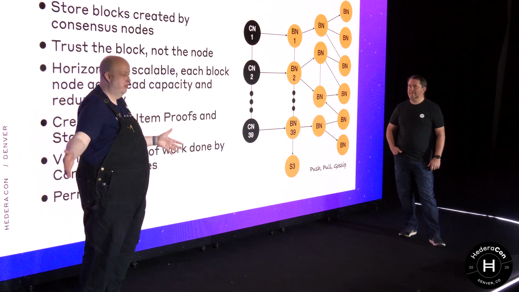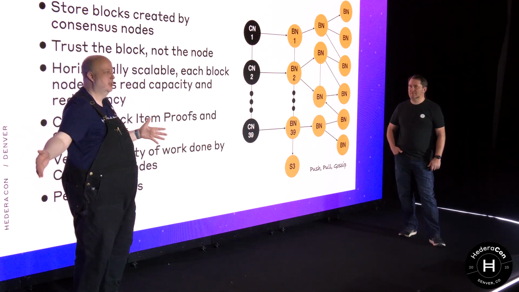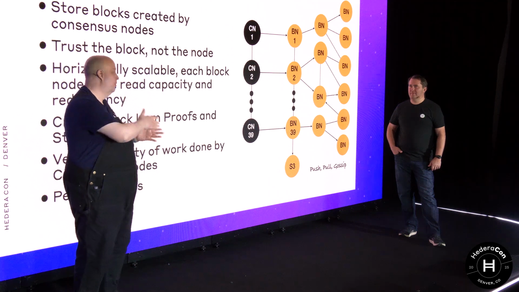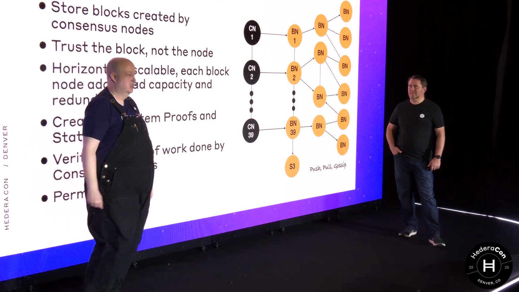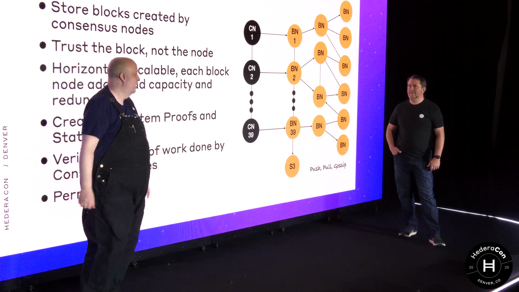It can go through as many different block nodes as you like. It can go through any kind of complicated network, and you can verify all the way back to the consensus network that everything is trusted in there. You don't have to trust every party that passed it to you.